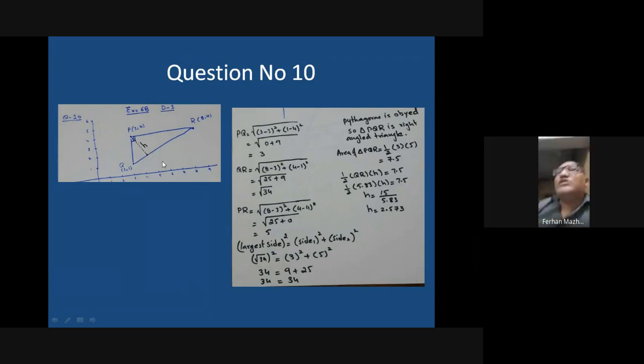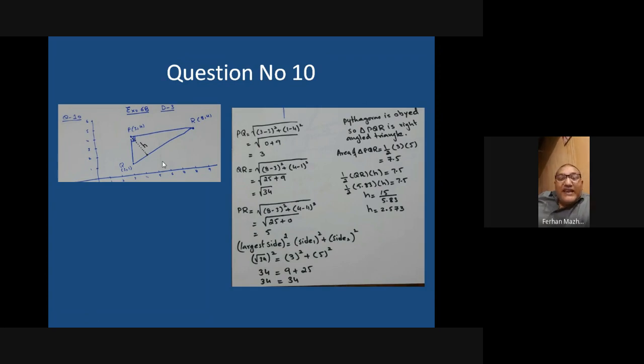Area already we know, that's 7.5. So I will apply the formula 1 by 2 into the QR, which is the base, and the height I want to know, that's the perpendicular from P onto the QR. And the area of this triangle I already know, that's 7.5. So 1 by 2 into the QR, which is 5.83, into the height equals 7.5.